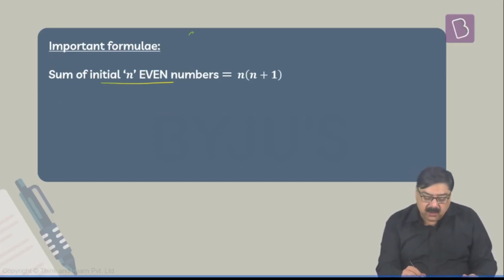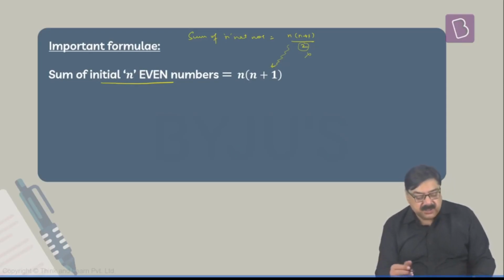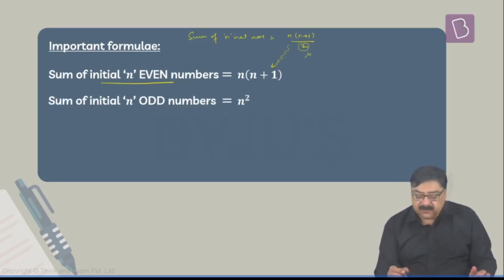See, what was the sum of n natural numbers? Well, it was n into n plus 1 by 2. Now, if you compare with this formula, this 2 should be removed. So you get n into n plus 1 for even numbers. And for odd numbers, it's very, very simple. It's n square. If you want to know the sum of initial 10 odd numbers, it is 10 square, that is 100. Simple as that. You don't have to literally calculate.